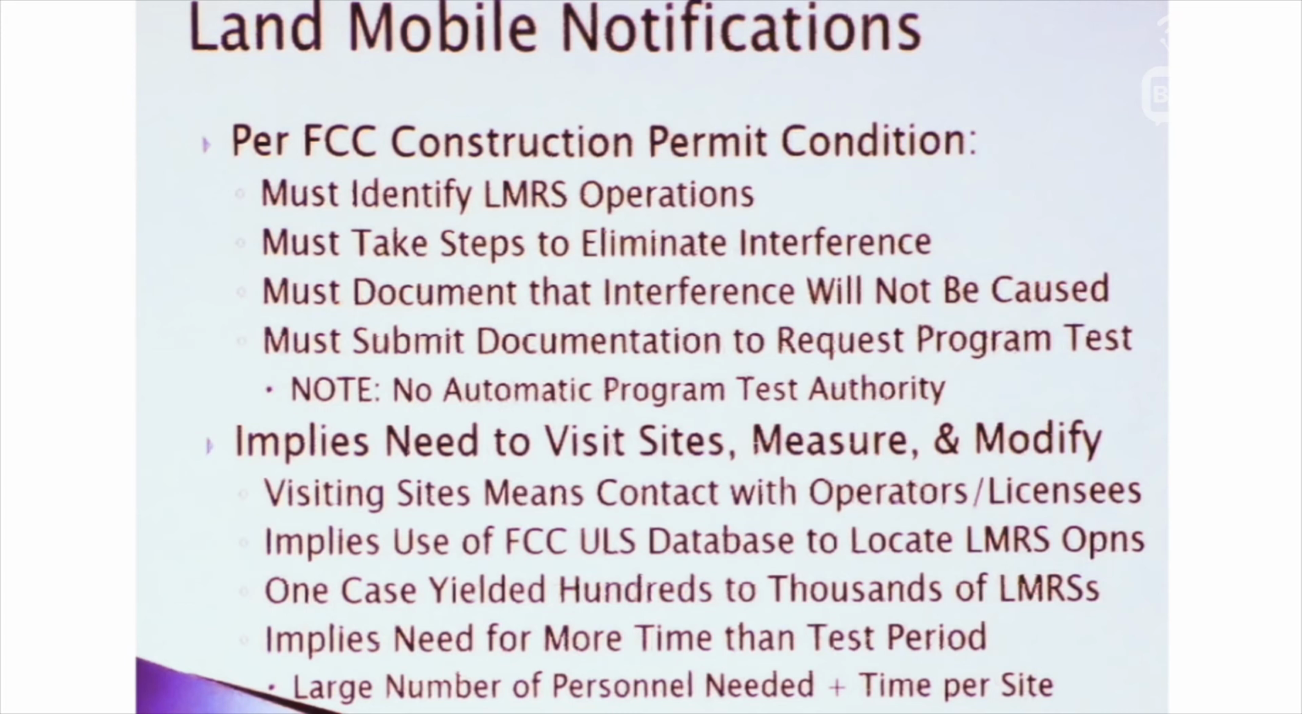One is that with the new condition in the construction permit, there's going to have to be notifications done. There will have to be notifications done to land mobile operators. They're going to have to be found, and then steps are going to have to be taken to visit their sites and determine whether or not they have interference, and then remediate it if they do. So there'll have to be site visits, probably 2 at each site, seems like. That means contact with the operators or licensees. It implies the use of the ULS to locate those operators.